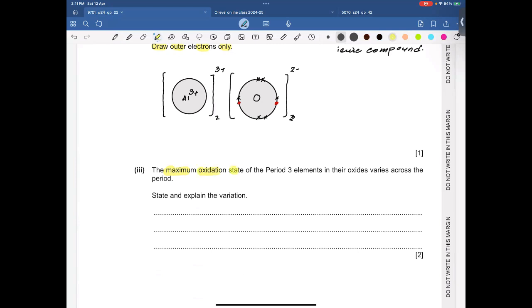The maximum oxidation state of period 3 elements in their oxides varies across the period. That's what we have done in the class. State and explain the variation. Group period 3 के जो oxides हैं उनको मैं list कर देता हूँ. Sodium oxide, magnesium oxide, aluminum oxide, silicon dioxide. और higher oxidation state क्या है इसलिए P4O10, SO3 and one more.